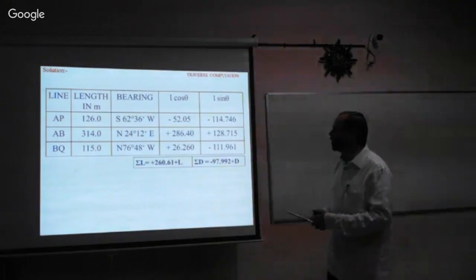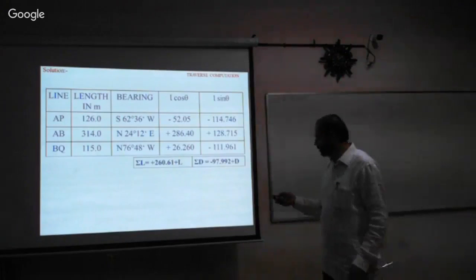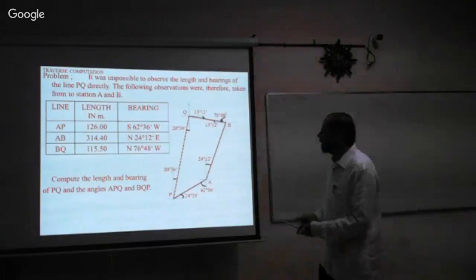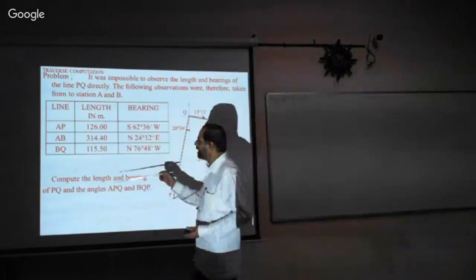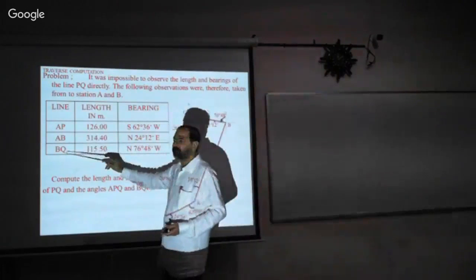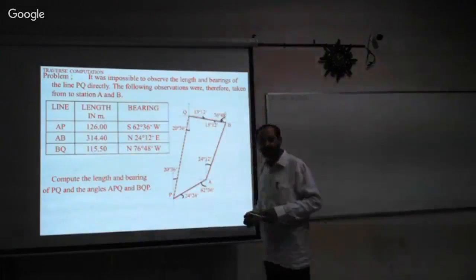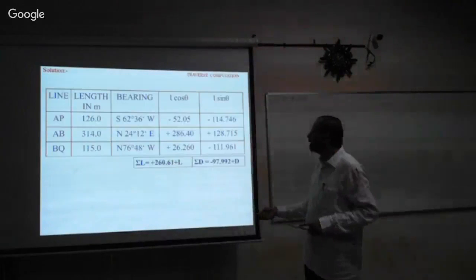From this, they have started from this. Now in the problem, they have given AP, BQ. Now in the solution, what have we done?